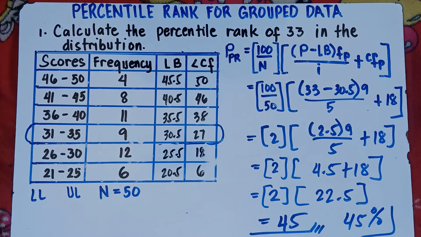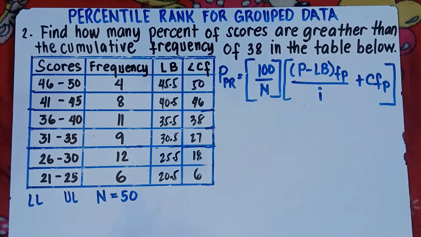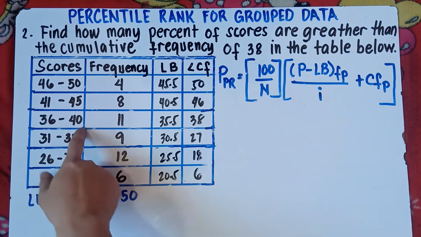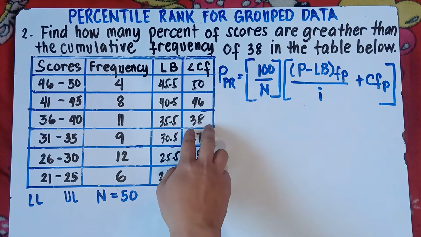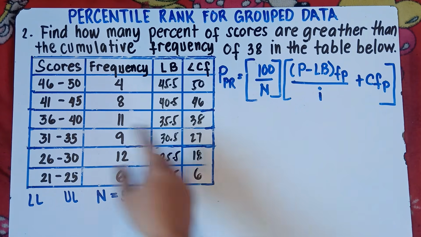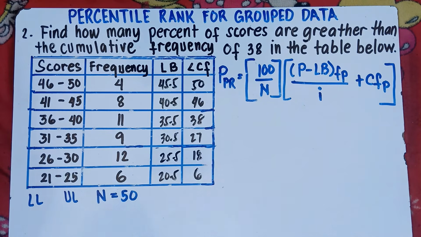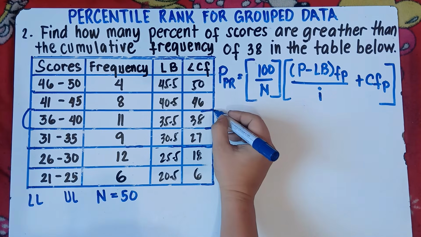Alright, let's try another example, class. Last example, number 2. Find how many percent of scores are greater than the cumulative frequency of 38 in the table below. Once again, the first step is you need to locate the percentile rank. We're looking for the percent of the cumulative frequency of 38. In this particular class, 36 to 40, we have the cumulative frequency of 38. Therefore, this will be our percentile rank.